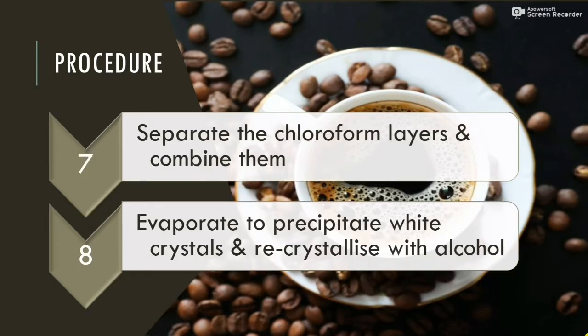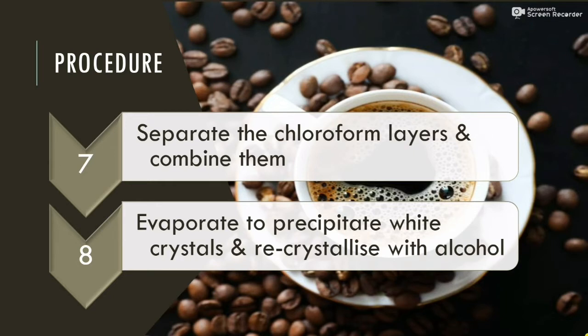Then the separated chloroform layer is collected. As we are using chloroform in three portions, three layers are obtained; these are combined together and allowed to evaporate. It is evaporated till white crystals are obtained, and it is again recrystallized with alcohol, and at the end pure crystals of caffeine are collected.